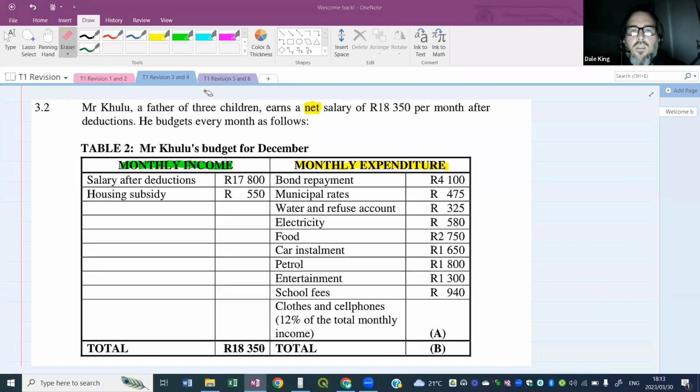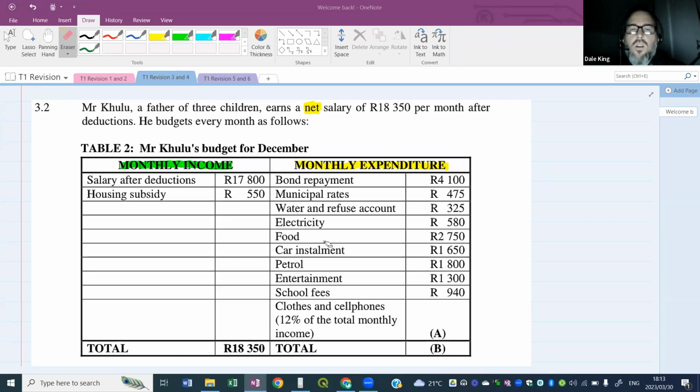All right, so rates is something that you pay when you live in a property in a municipality. That money goes to the municipality, and that's supposed to help for upkeep of the roads, municipal services, and stuff like that. Okay, so everyone has to pay rates if they own a house or property in a municipality. Then underneath that, we've got water and refuse. So this is extra on top of the rates, water and refuse, electricity. We've got food that he's budgeted for, a car installment.